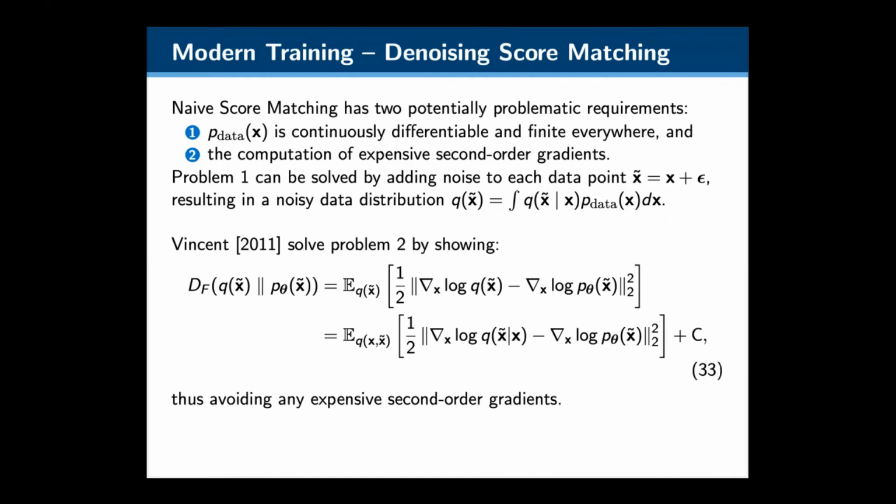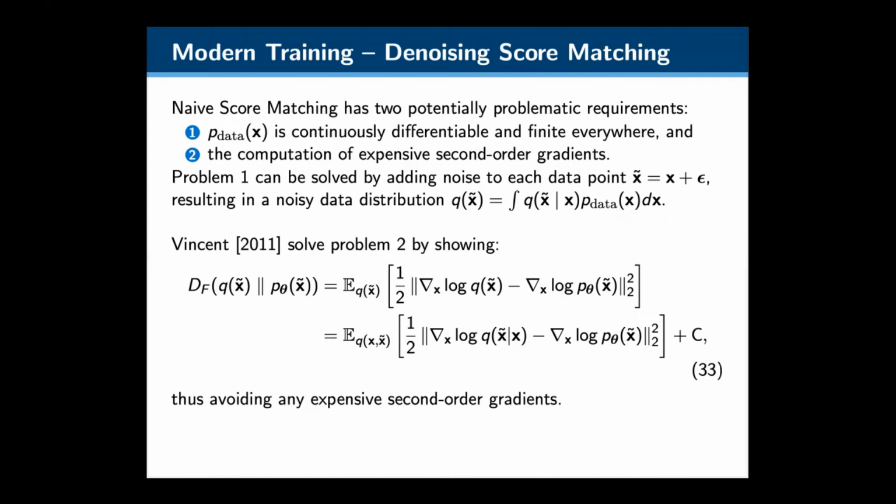Problem two can then be solved using this noisy data distribution. So Vincent shows that if, instead of calculating the Fisher divergence between the true data distribution and our model, we use the noisy data distribution, we get an expression that looks like this in equation 33.